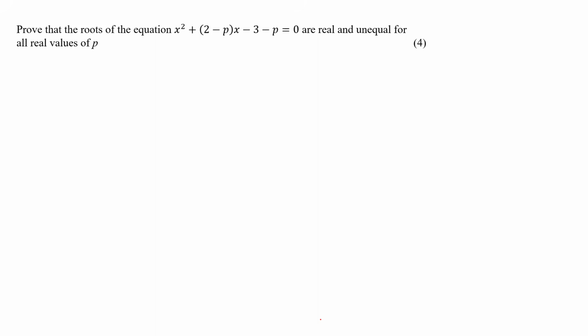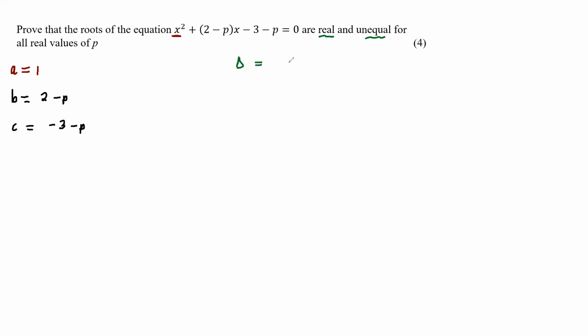Already it has been set in such a way that I can see my a, my b, and my c, but I'd like to identify this with you. a is 1, that's the coefficient of x squared. b, in this case, is 2 minus P. Then c is -3 minus P. I see that. And what am I supposed to do? Prove that the roots are real and unequal. And what do I need? I need the discriminant.